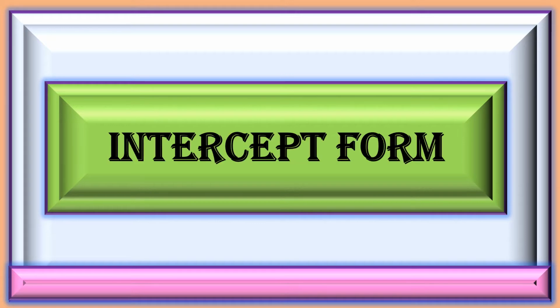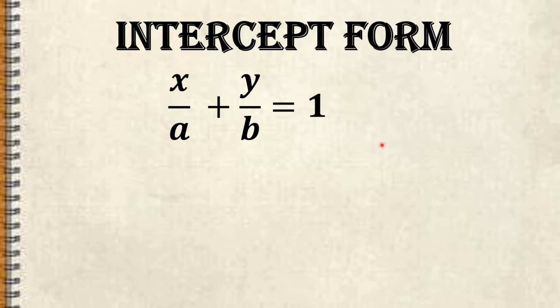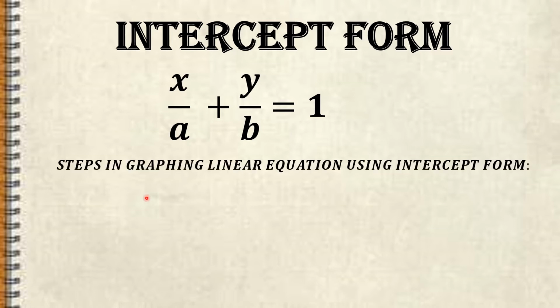So this time, I am going to discuss the intercept form. The intercept form is x over a plus y over b equals 1. We're going to discuss how to graph a linear equation using intercept form. So here are the simple steps.